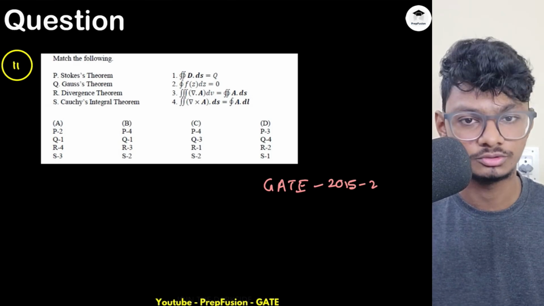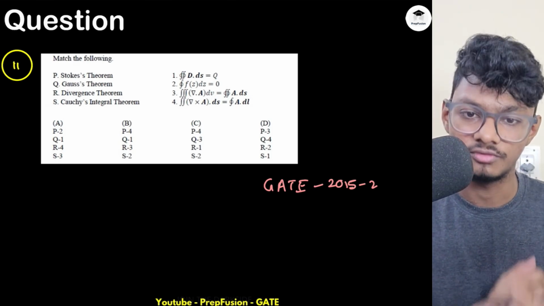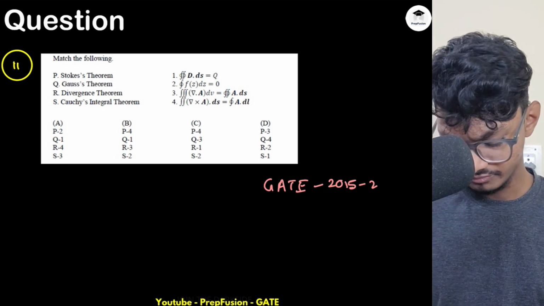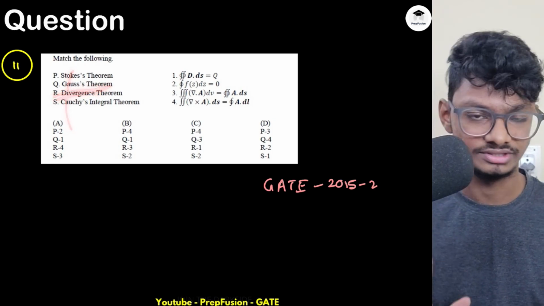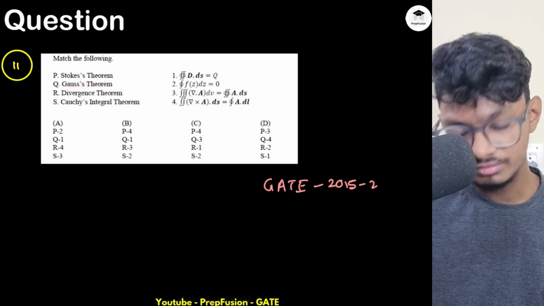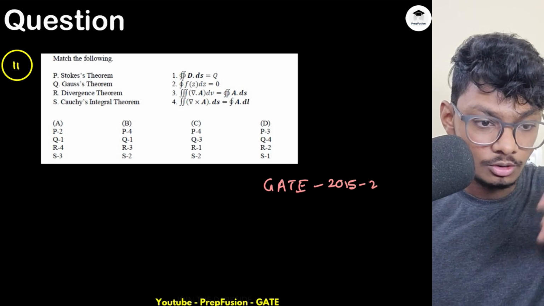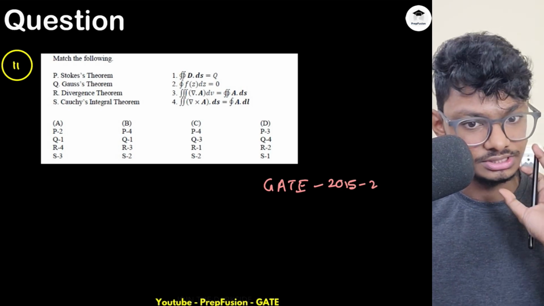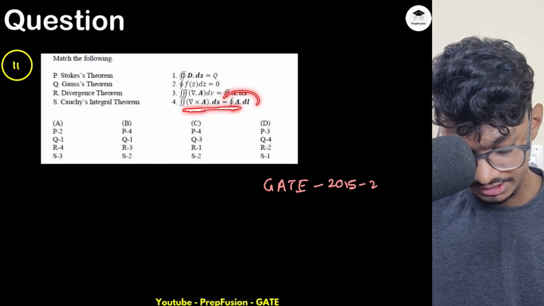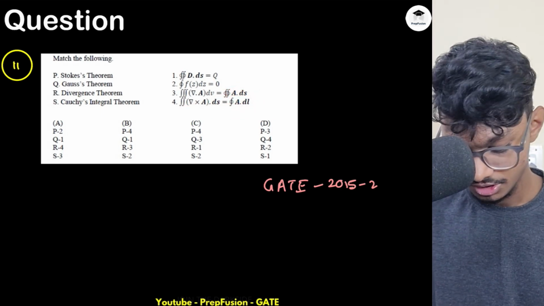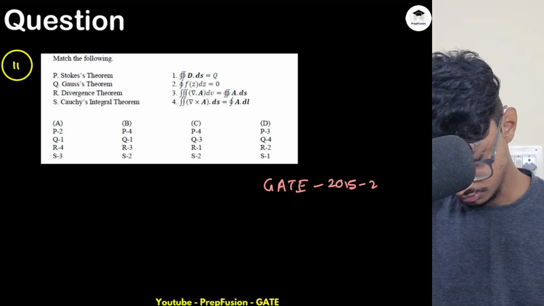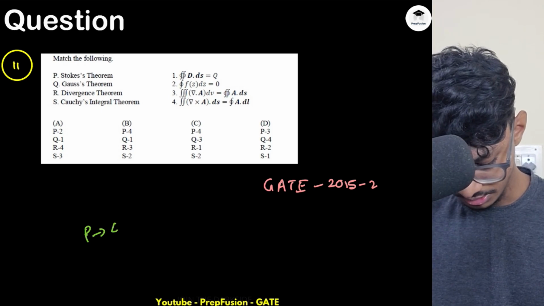So the first question is pretty simple. This came in GATE 2015 from the electrical branch. Even though you don't know Gauss theorem, you know everything else. In mathematics you have already learned this. So we have to match the following basically. Stokes theorem is actually what? It relates the closed line integration with the surface integration, open surface integration. So P should be equal to 4. So this I know for sure. P is equal to 4.